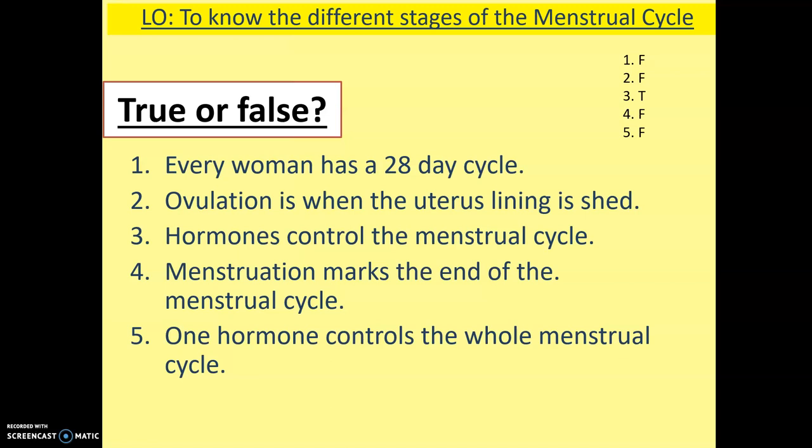Number 3 is saying hormones control the menstrual cycle. That is true. Okay, remember the hormones, we've got the estrogen and the progesterone. Those are the 2 hormones in the female. Number 4 says menstruation marks the end of the menstrual cycle. No, it doesn't. Okay, and number 5 says one hormone controls the whole menstrual cycle. That is false. We've got different hormones that actually control the menstrual cycle. All right, and it's something you're going to be learning in detail.